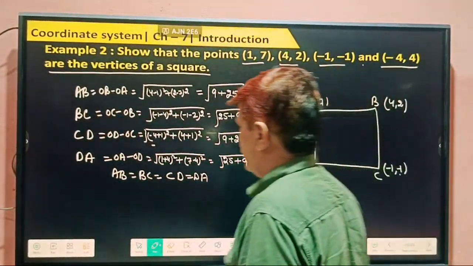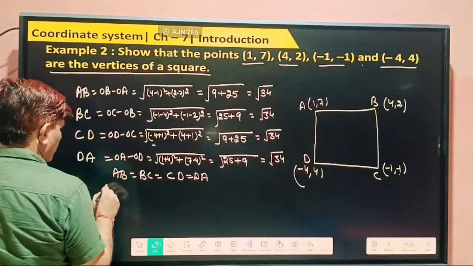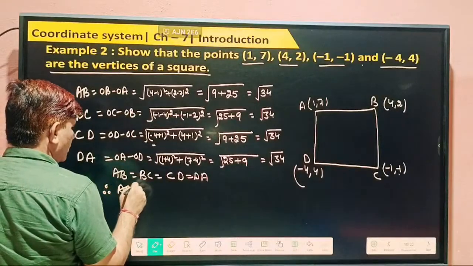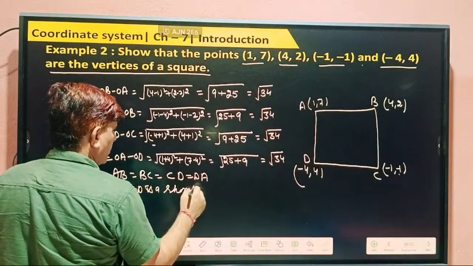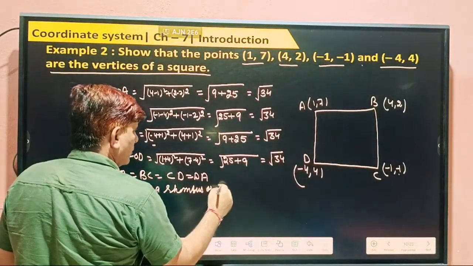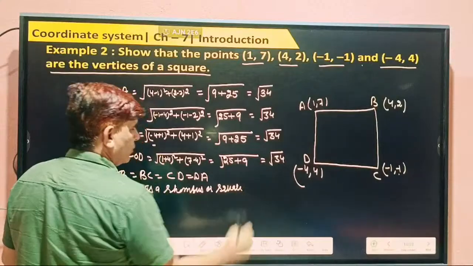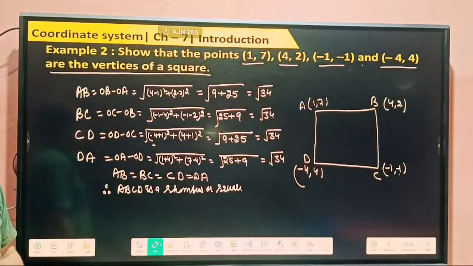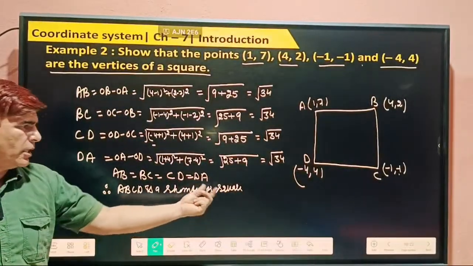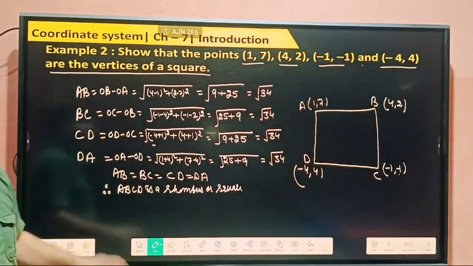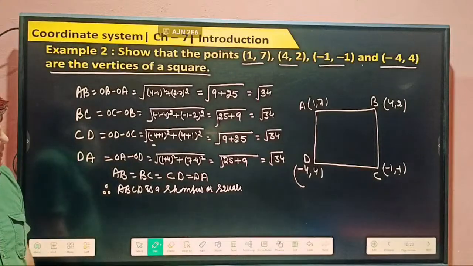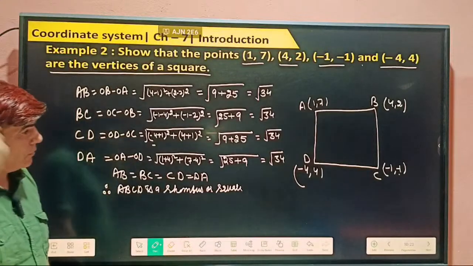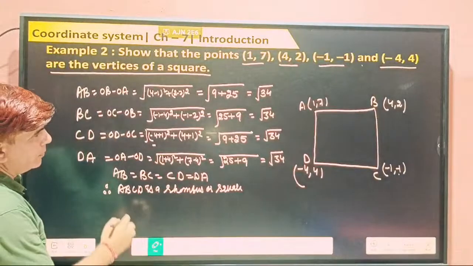So therefore ABCD is a rhombus or a square, satisfying the property. In a rhombus all sides are equal, and in a square also all sides are equal. And we have to prove it is a square. So here also we have two methods. One method is this: we can find out BD.